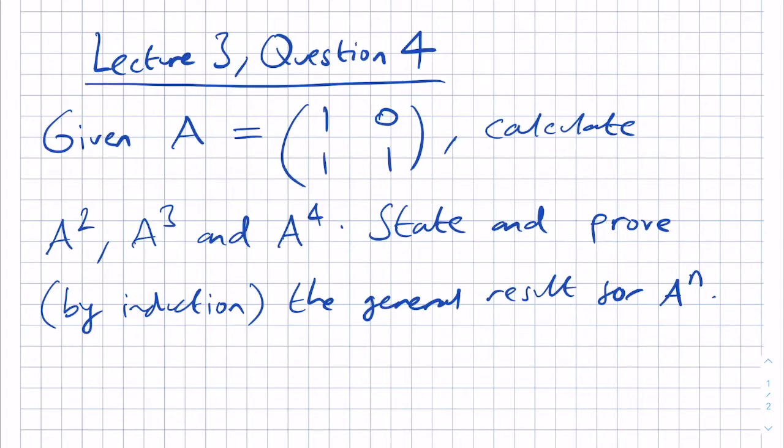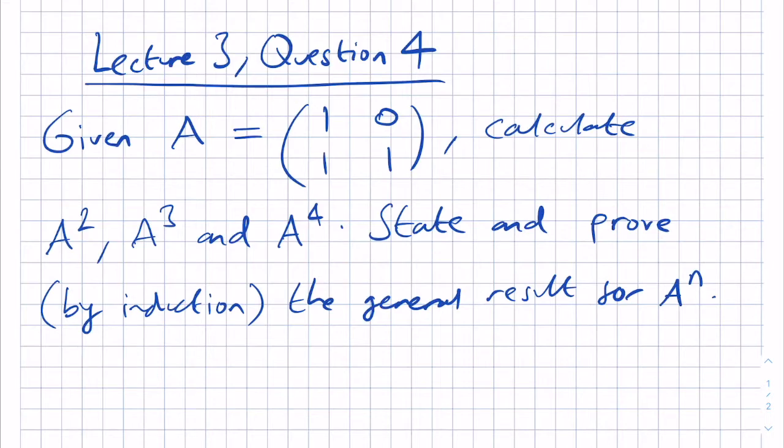The question says, given the matrix A, which is 1, 0, 1, 1, calculate A squared, A cubed, and A to the 4, and then state and prove by induction the general result for A to the power of n, and by n it means some natural number n.